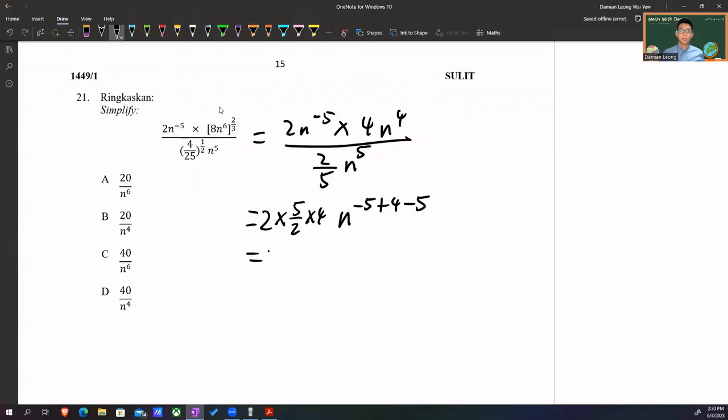So this is 20 n to the power of -6. That means I can bring the n down, shift it down, no more negative power. 20 over n to the power 6. Answer A.